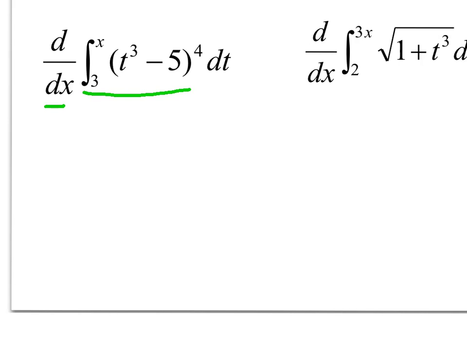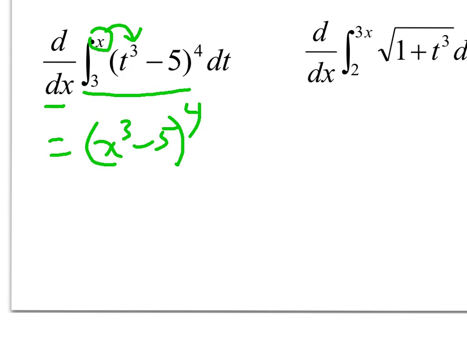So if I want to derive this function, it's an integral. Remember, all you do is you take the upper bound and substitute into your equation every place you see your variable. So the derivative of this function then would be x cubed minus 5, the whole quantity, to the 4th power. So it's real simple. The nice thing is that the shortcut makes the problem real simple. Let's look at the second problem.